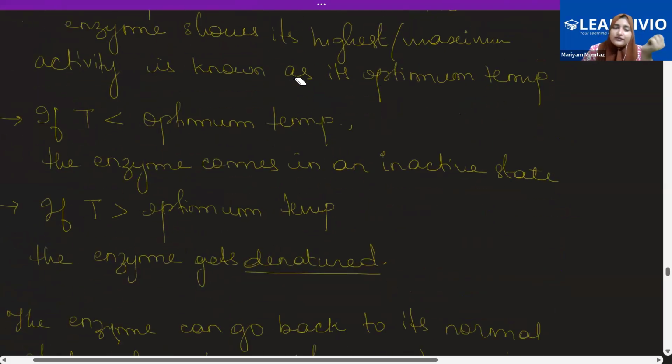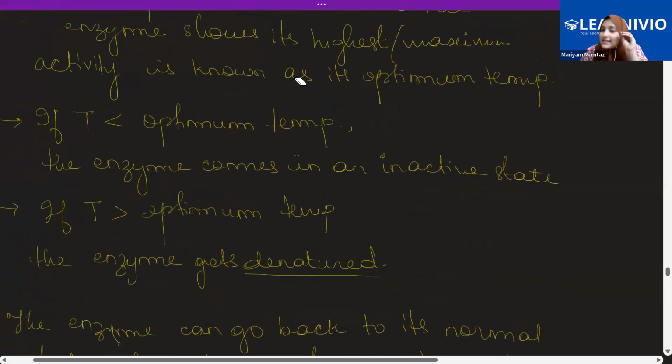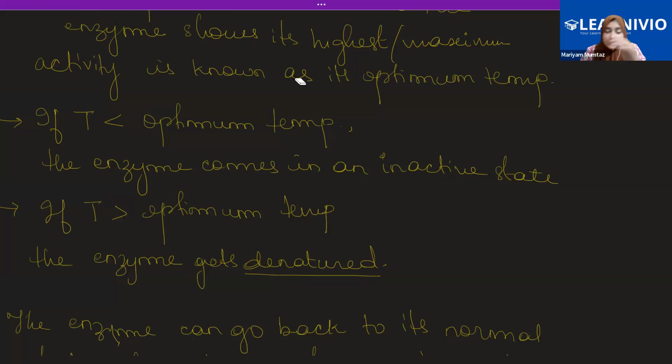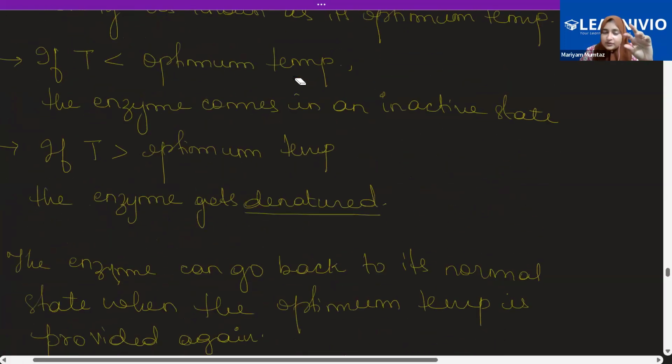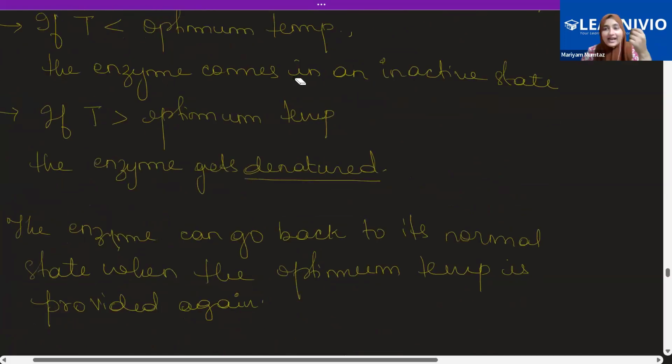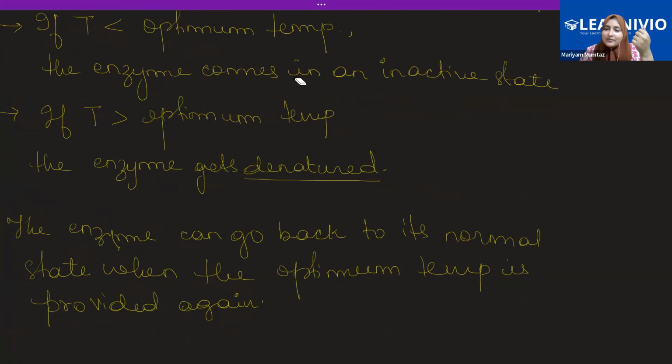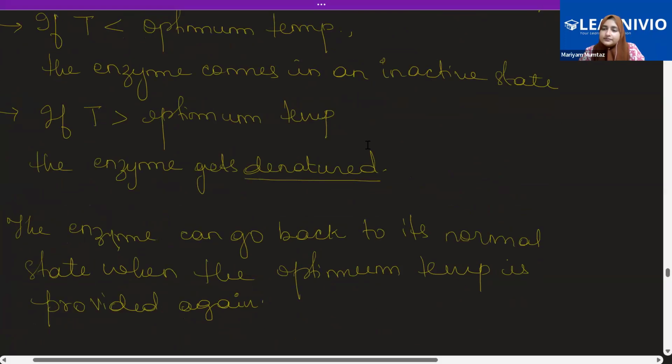So you know that if you put the temperature less than the optimum temperature, the enzyme is going to become inactive. And if you increase the temperature, the enzyme is going to get denatured. Now if you put the right temperature for that enzyme again, what will happen? The enzyme will go back to its normal state. Clear?